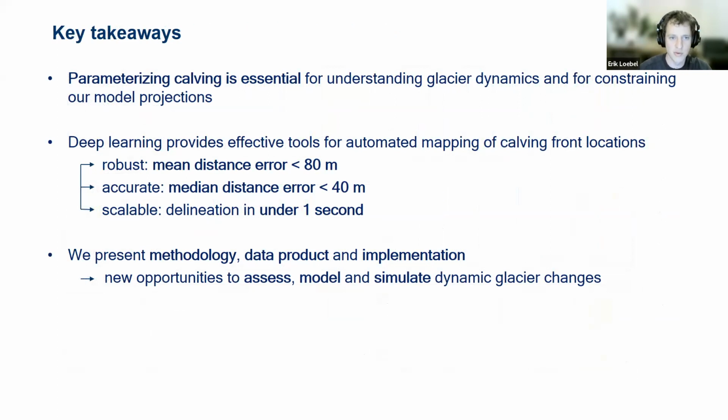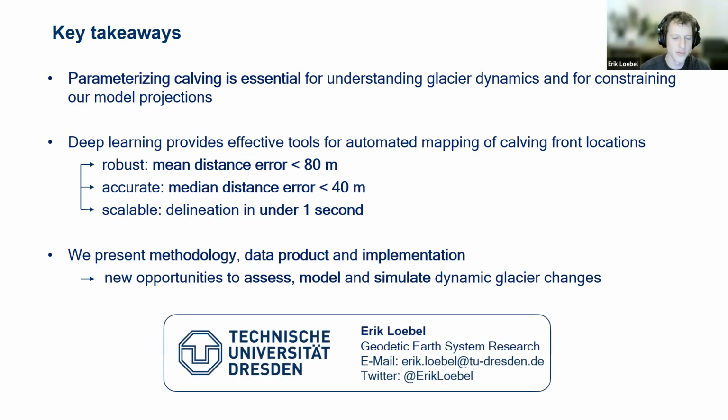So this also already brings me to the key takeaways of this talk. Of course, parameterizing of calving is essential for a number of reasons: glacier dynamics, constraining ice sheet models, and with deep learning, we provide an effective tool for mapping these calving fronts. We are going to present the method and also the data product you just saw for many more glaciers in an upcoming publication, probably going to be submitted this week. So you can look forward to this if you're interested, and then I thank you for the attention.